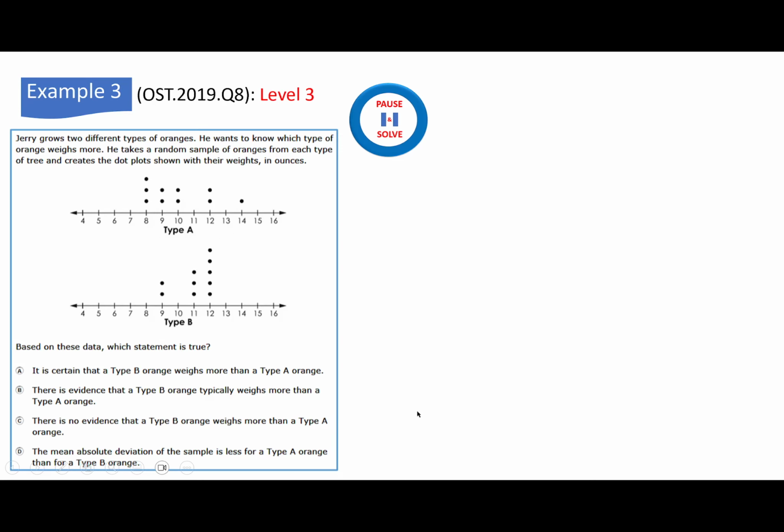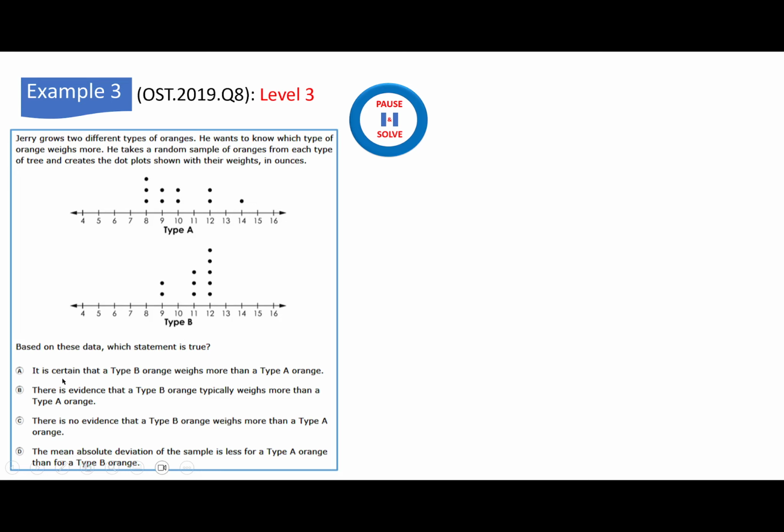Example 3. Jerry grows 2 different types of oranges. He wants to know which type of orange weighs more. He takes a random sample of oranges from each type of tree and creates the dot plots shown with their weights in ounces. So there's 10 here, 10 here. So that's type A, that's type B. Let's see that we're comparing these 2, okay? Based on these data, which statement is true?